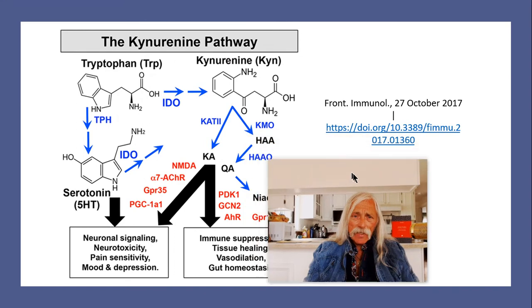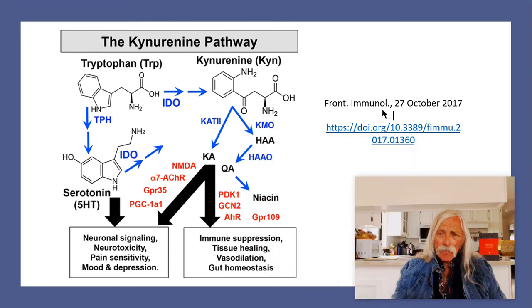So again, here's the kynurenine pathway. This comes from a paper published in 2017. There's the place you can get it online. Again, tryptophan through the first IDO reaction makes kynurenine, right? And there's a CAT2 enzyme or a KMO, a monooxygenase, making an intermediate called HAA, and then this is oxidized finally to quinolinic acid. That can actually be used to make niacin when it's working in the good biosynthetic pathway.